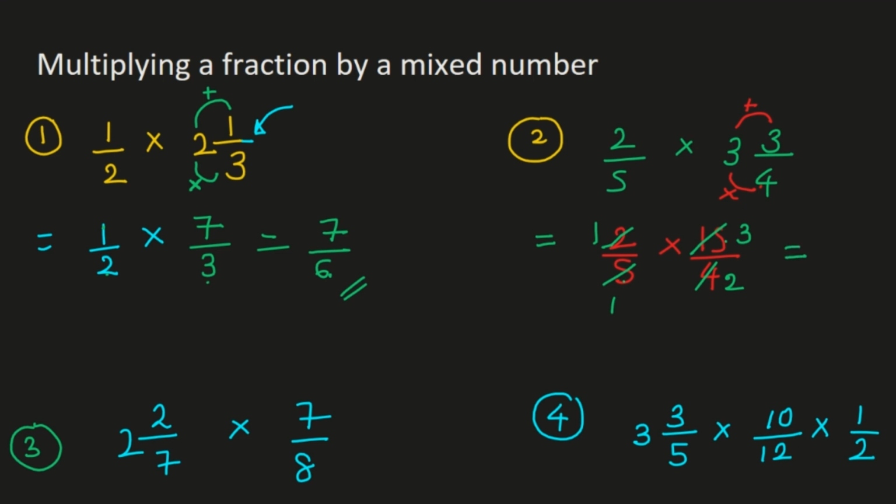So the final answer will be simply 1 into 3, it's 3. 1 into 2, it's 2. So the answer is 3 upon 2. If you need, you can convert this into a mixed number again. Understood? Great.